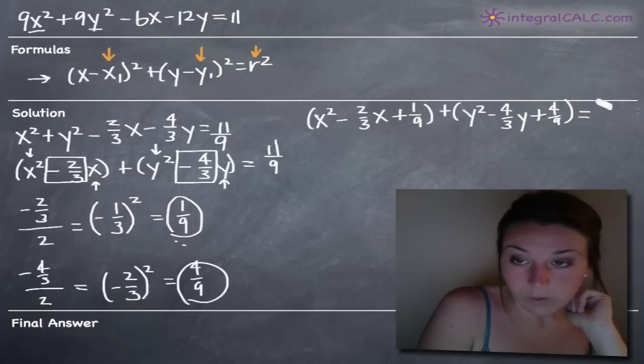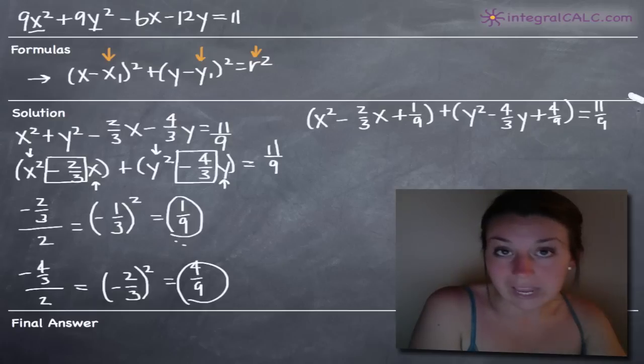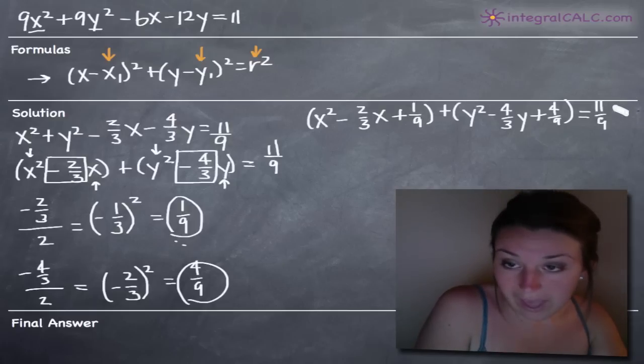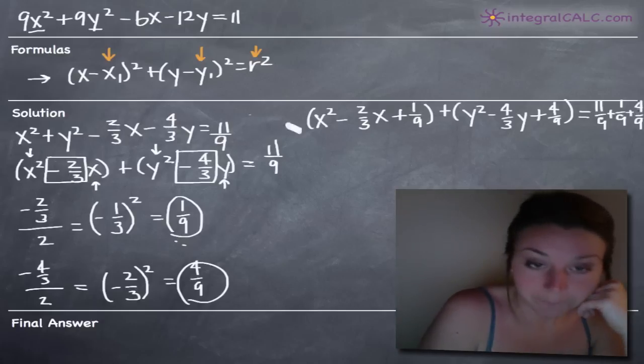But then we need to remember to add 1/9 and 4/9 to the right-hand side as well. We can't just add them to the left-hand side. It unbalances our equation. So we have to add 1/9 and 4/9 to the right-hand side as well. So add it to the left, but then make sure you add it to the right.